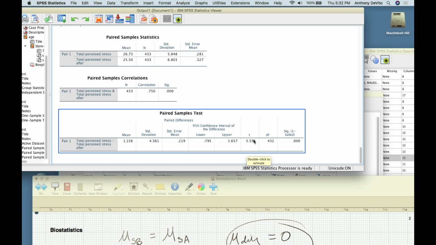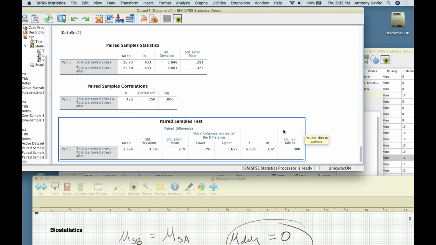And the probability that we'd be wrong if we reject the null hypothesis, the p-value, notice it's at the end here in this case. The p-value is 0.000. So we reject the null hypothesis that the difference is equal to 0, and we accept the alternative hypothesis that the difference is not equal to 0. Okay, because we had a t-value greater than 1.96 because we had a big sample size, and a p-value of less than 0.05.